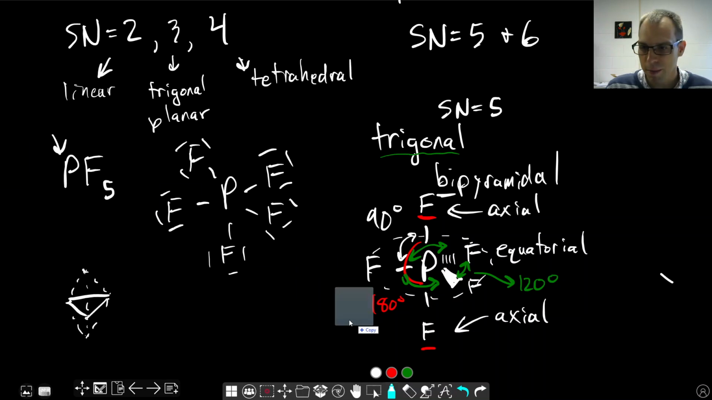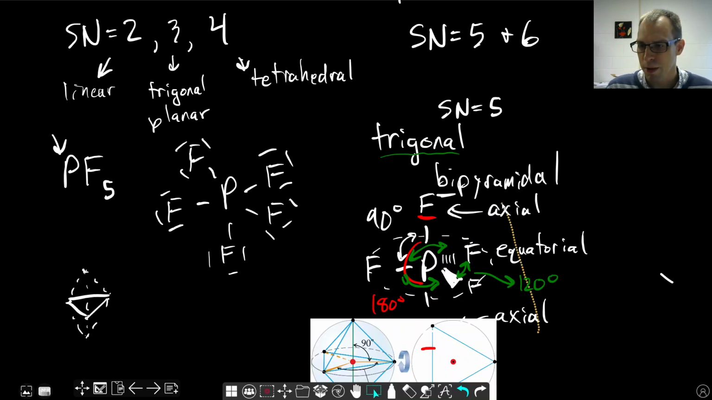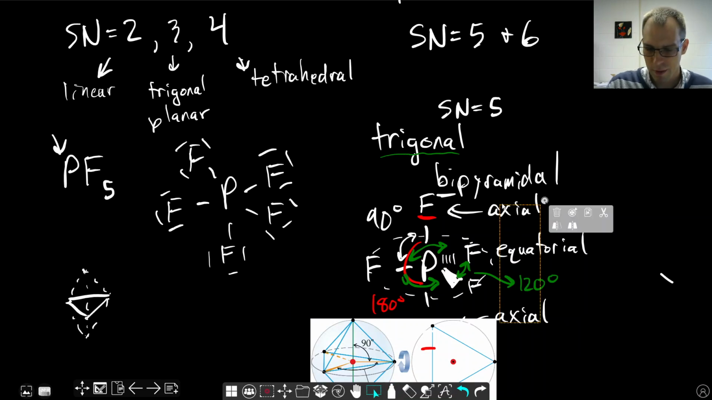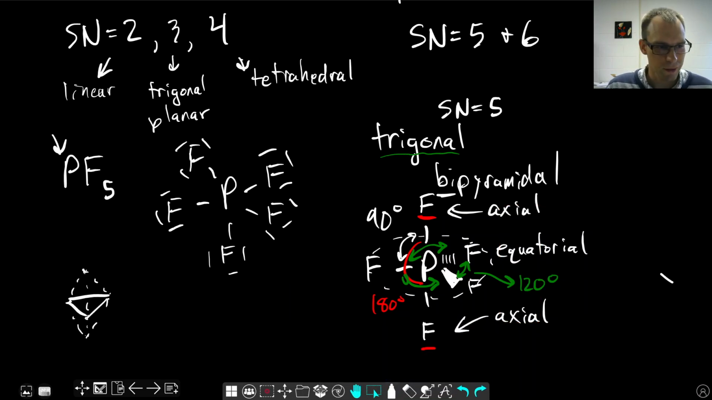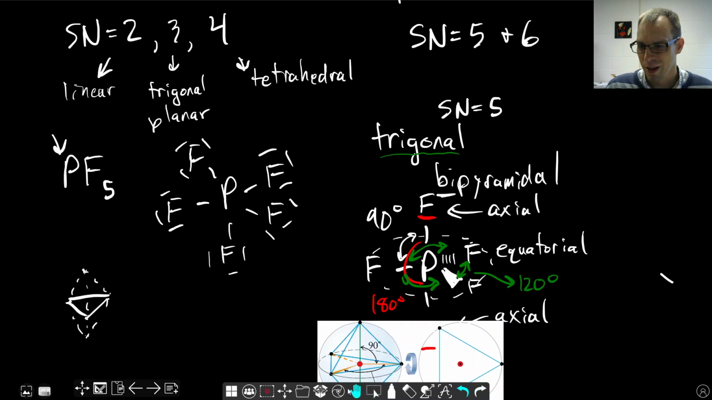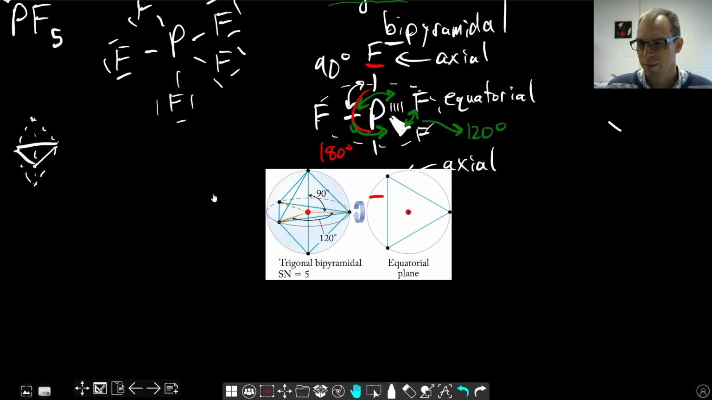Yeah, this is the one I want. Right, so the same picture. No, I do want that. Come back. Just got to push the right button here. There we go. So here's our trigonal bipyramidal structure.